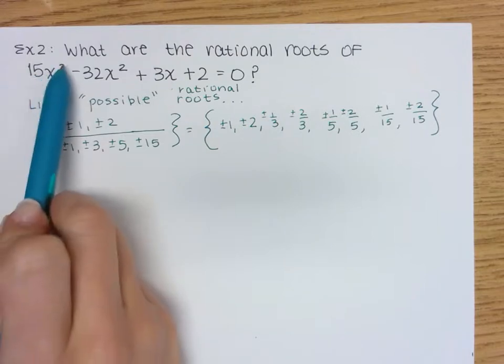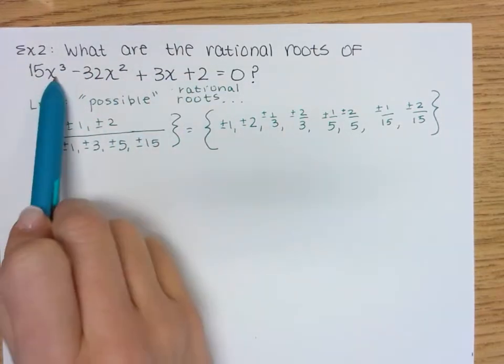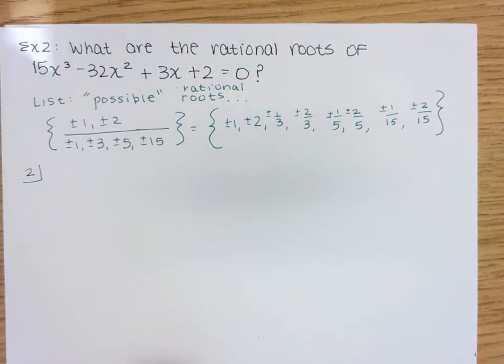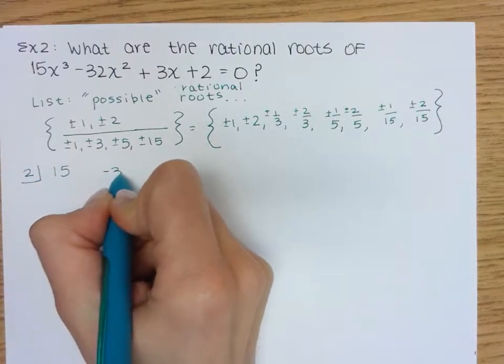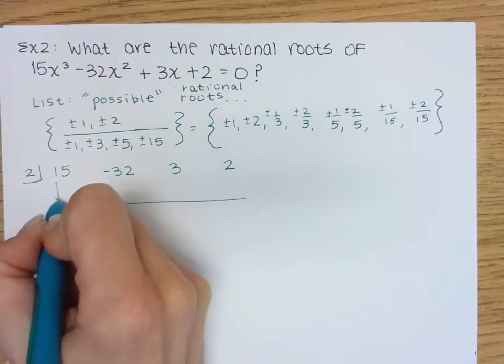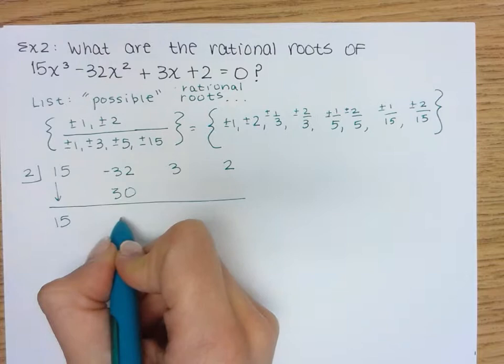Plugging in 2 is kind of annoying. I'd rather just do synthetic. 2 cubed times 15, no thanks. So I'm going to put 2 over here. I'm just going to go right into synthetic now. Plug in 2, I get 15, negative 32, 3, 2. Bring down the 15, bottom times box, add them straight down.